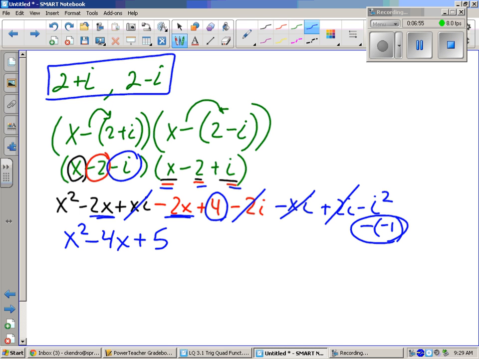Now, because those answers have i's in them, that means our graph is not going to touch the x-axis. There is no x-intercept anywhere. Okay, so that's what all of that means.